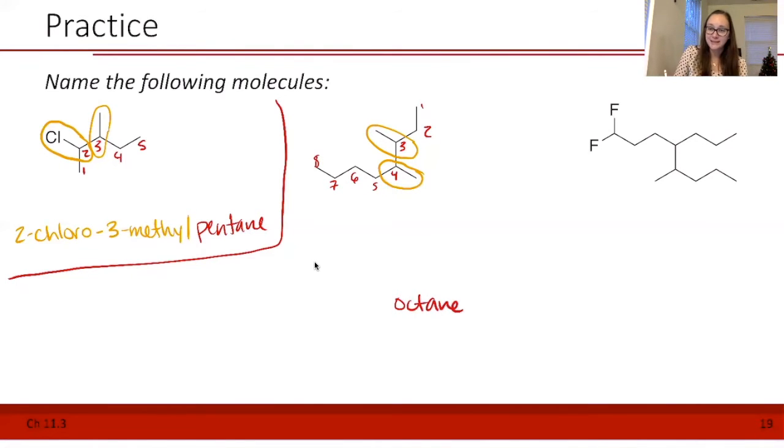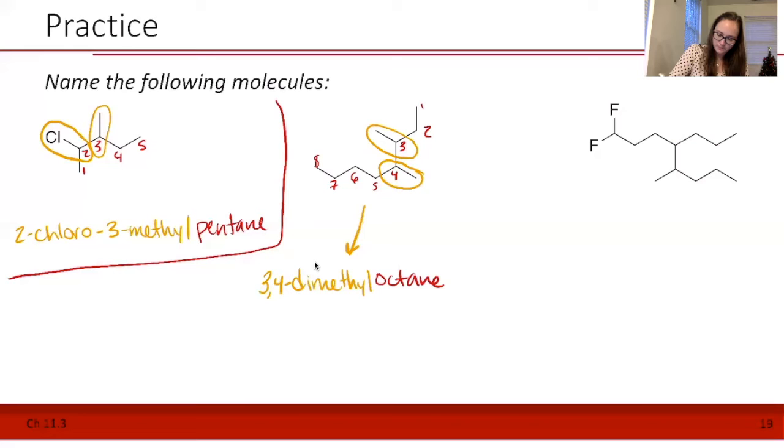And then we need to identify our substituents. We have 2 methyl groups, so this is going to be dimethyl. And then we need to say where they are. 3, 4 dimethyl octane. And that's the answer. We'll put it in a line. Great. Okay, last practice one for this slide.